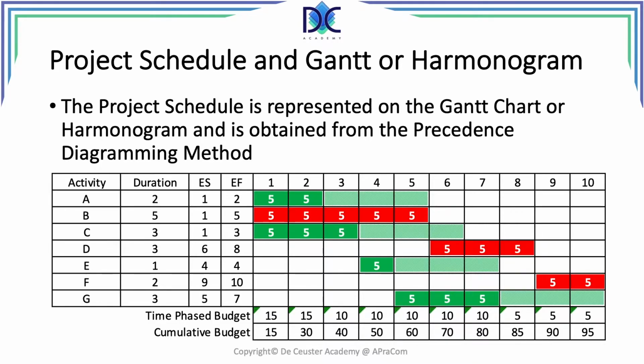On the bottom you see the time phase budget and the cumulative budget. The time phase budget is the budget that is necessary to complete the activities per time period. The cumulative budget cumulates all those costs, and we call this also the S-curve. In this case, we have the S-curve for the early start position. We can do the same for the late start position.